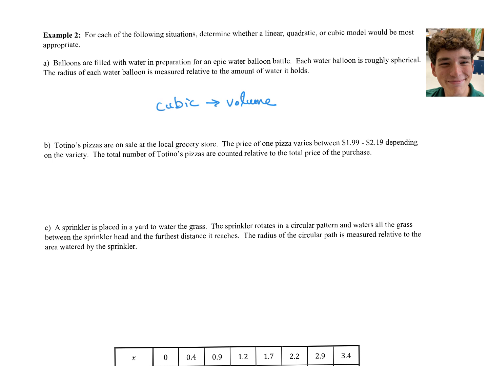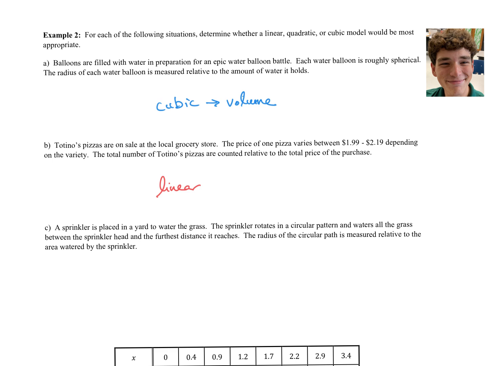Keep going. B. Totino's pizzas are on sale at the local grocery store. You know why? Because they're disgusting. The price of one pizza varies between $1.99 and $2.19, depending on the variety. The total number of Totino's pizzas is counted relative to the total price of the purchase. So what's this one? Linear, quadratic, or cubic? Linear. Why is it linear? Because it stays the same. It's constant, due to the amount of toppings. So my rates of change are constant.